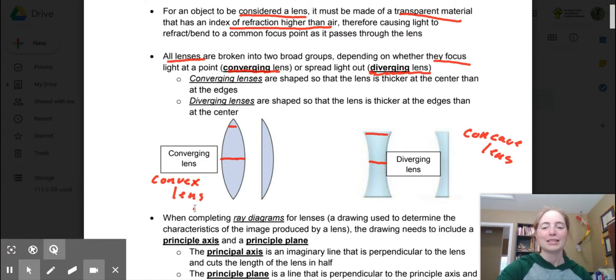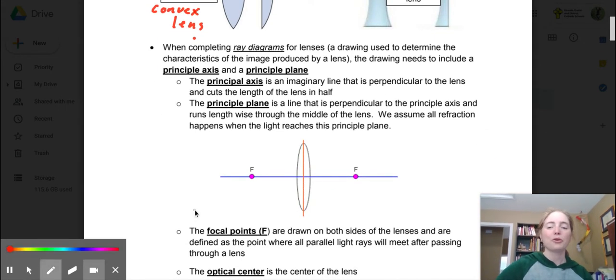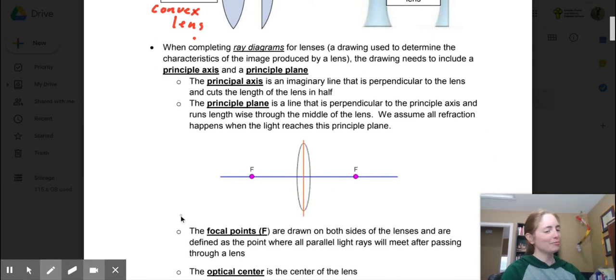Okay. So now that we've got our two types of lenses defined, we are going to look at a couple of key terms we need before we can begin our math and our ray diagrams. So the first couple of things we're going to look at is our principal axis and our principal plane. So when we're going to be making ray diagrams, we need to have a couple of reference points here.